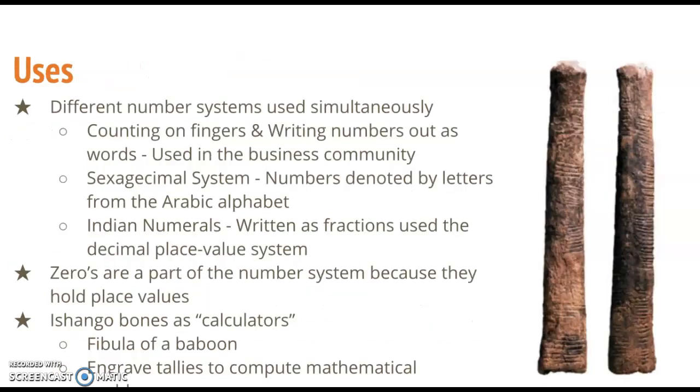So it has a few different uses. The first is it was used for different number systems simultaneously. So an example would be counting on fingers and writing numbers out as words, and that was used in the business community. Another example is the sexagesimal system, which is denoting numbers by letters that were in the Arabic alphabet. And the last one is Indian numerals, which is writing as fractions used to show the decimal place value system.